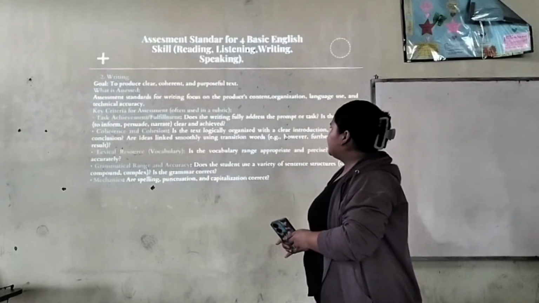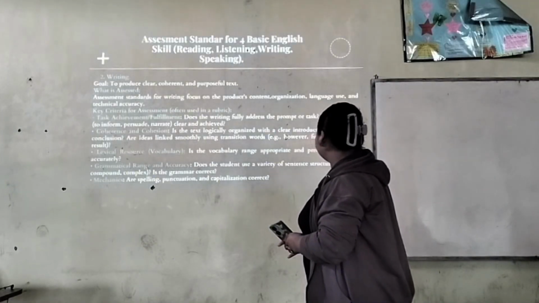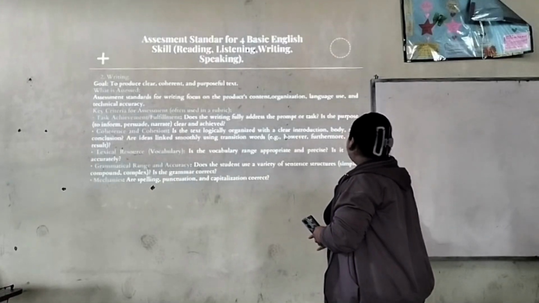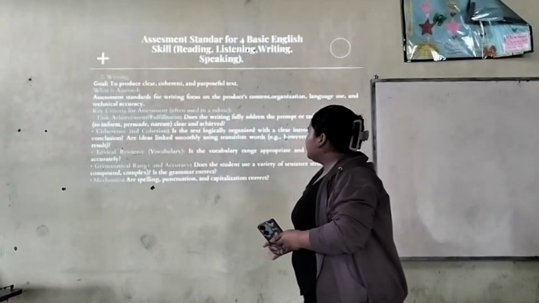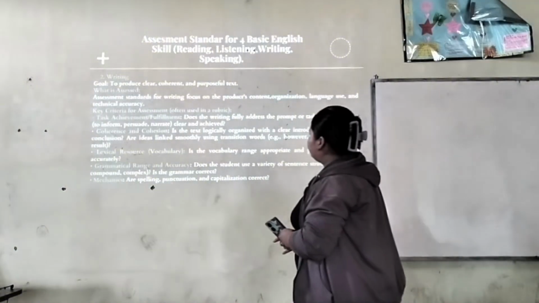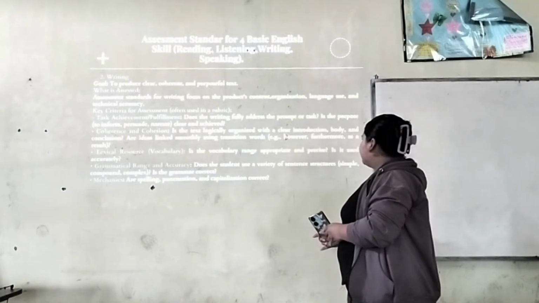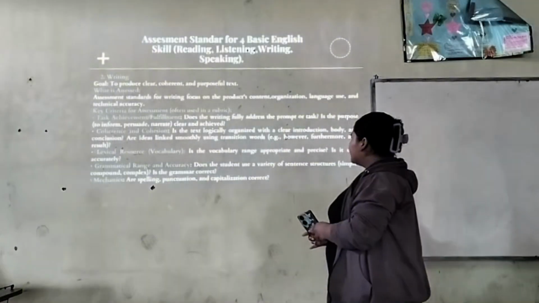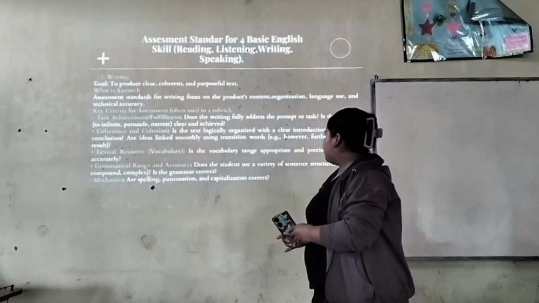What is assessed? Assessment standards for writing focus on the product's content, organization, language use, and technical accuracy. The key criteria for assessment. The first is task achievement or fulfillment. Does the writing fully address the prompt or task? Is the purpose clear and achieved?